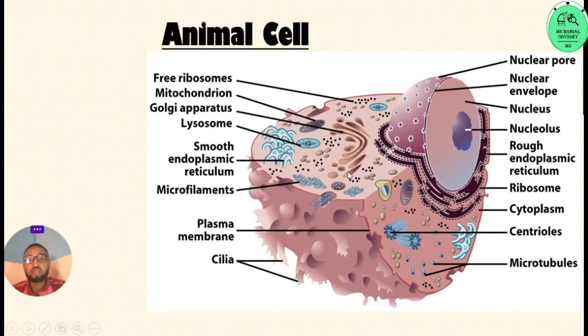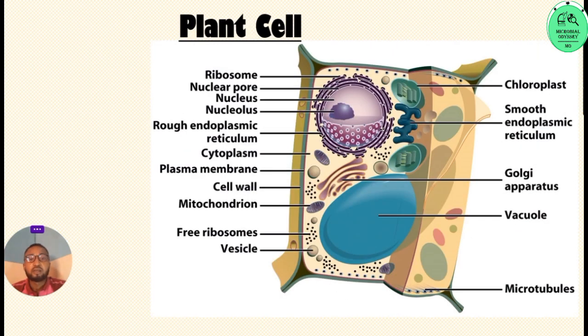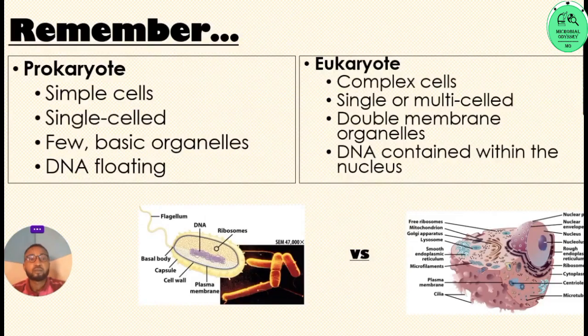Then here we have the structure of the animal cell, showing the internal organelles and the different parts of the cell. Also take good note of the shape of the cell as well. So we have the plant cell and then the animal cell.